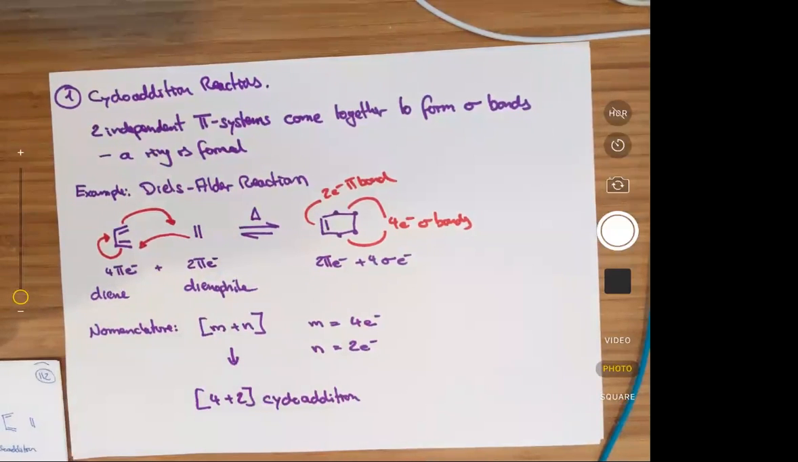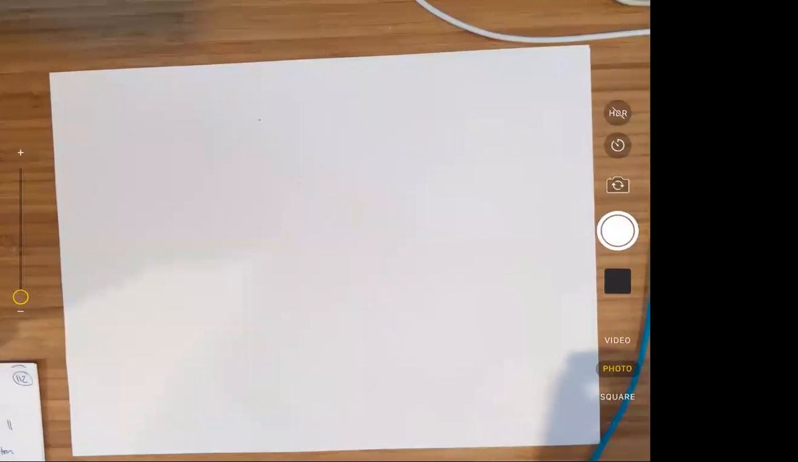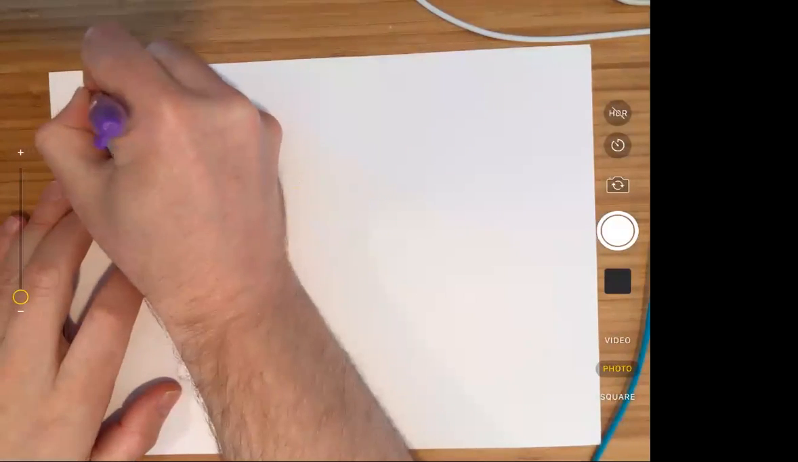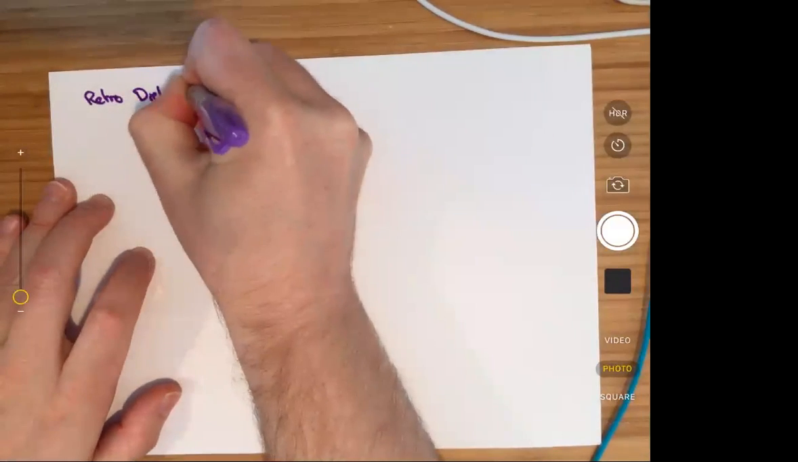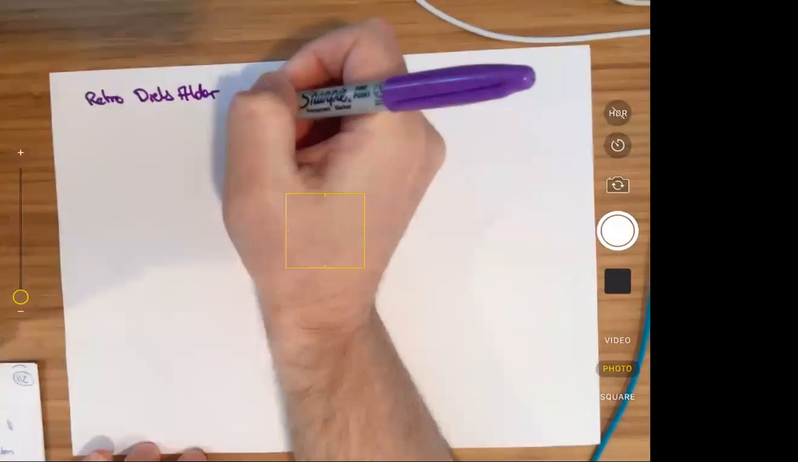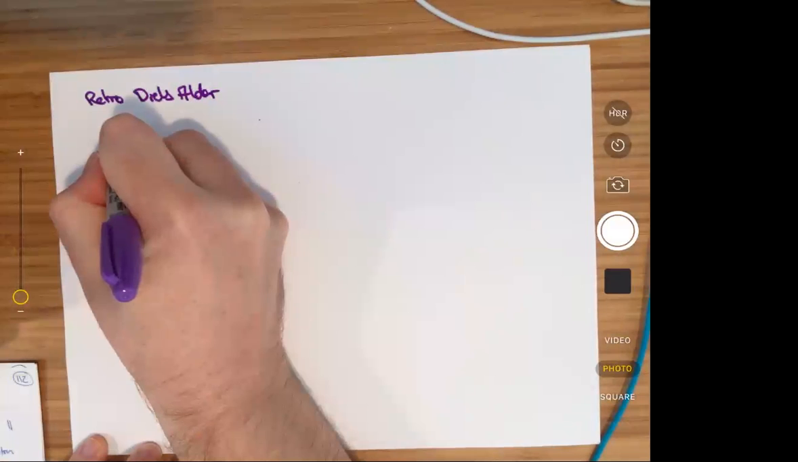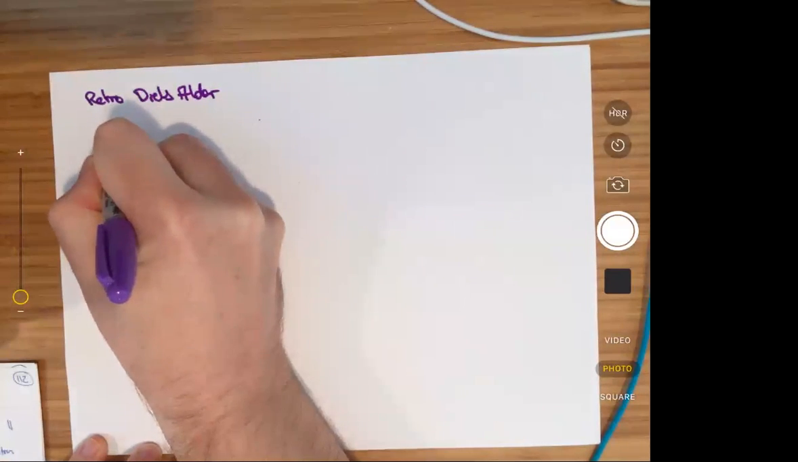Now, of course, these reactions, as we said previously, are not just reactions that work in the forward direction, but they can also work backwards. So we can call this the retro Diels-Alder. So the same way that we formed a 6-membered ring with a double bond, we can basically break up a 6-membered ring with a double bond.